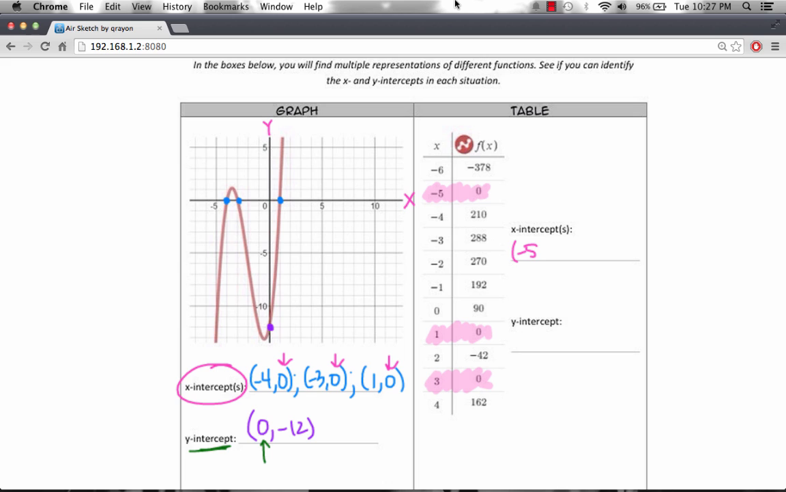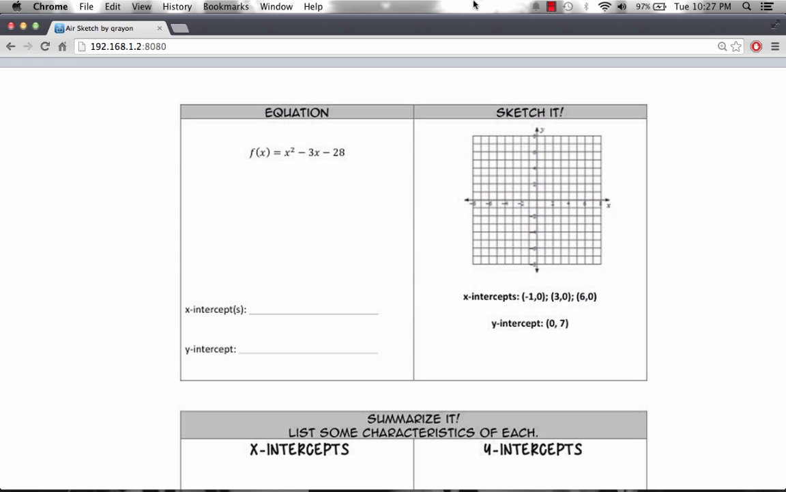So we have -5, 0, 1, 0, and 3, 0. As far as y-intercepts go, we're looking for when x is equal to 0. So we have one point at 0, 90. So that was a graph and a table. But now let's look at an equation.